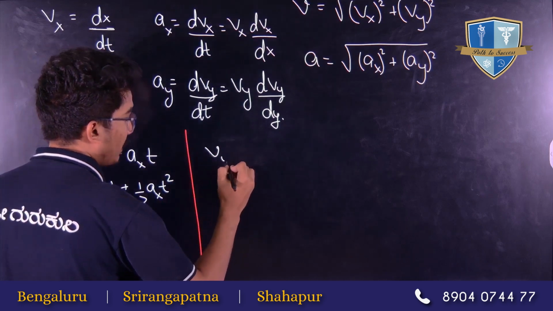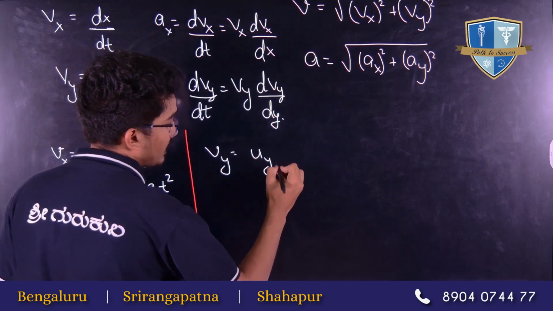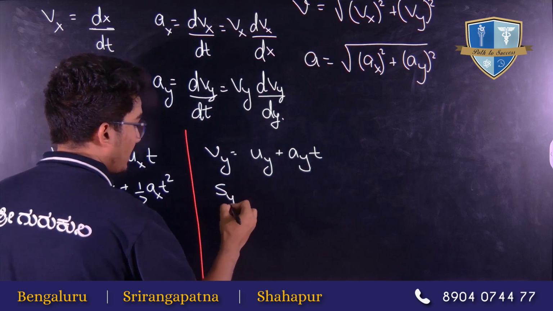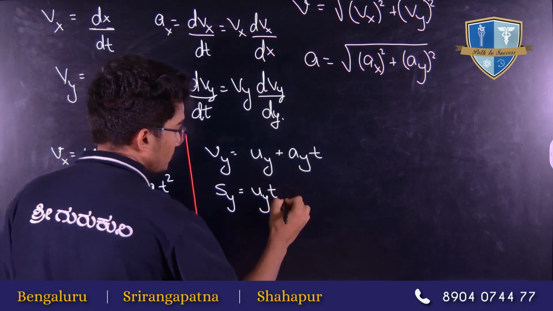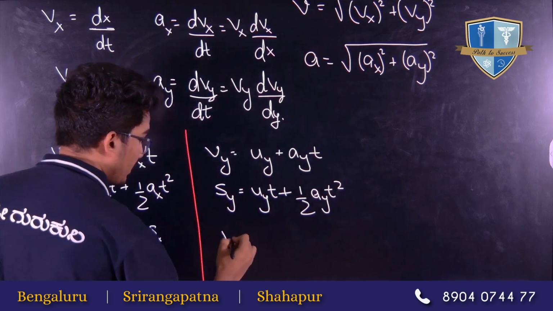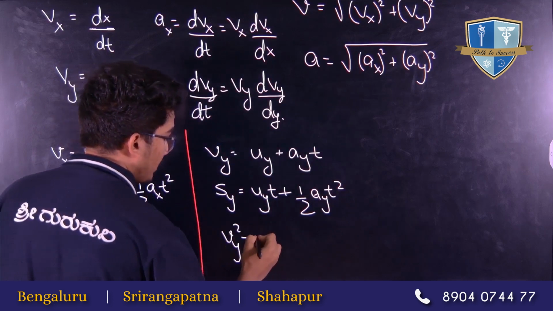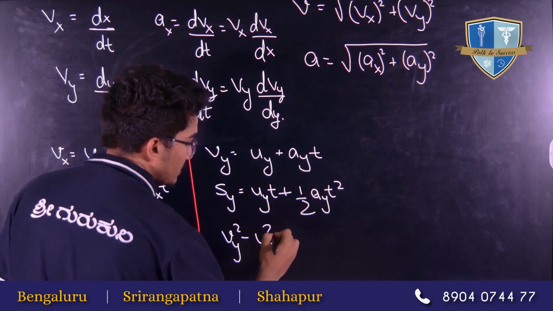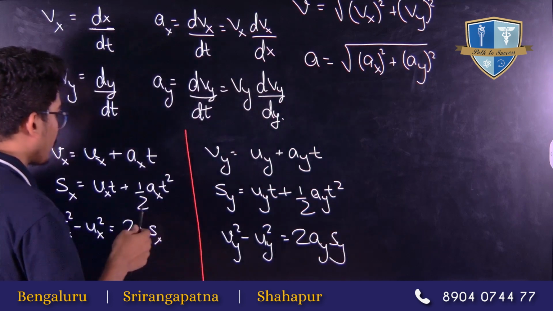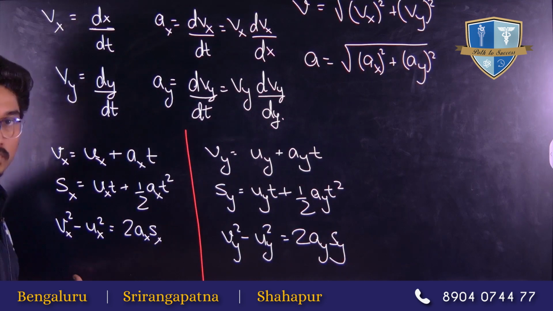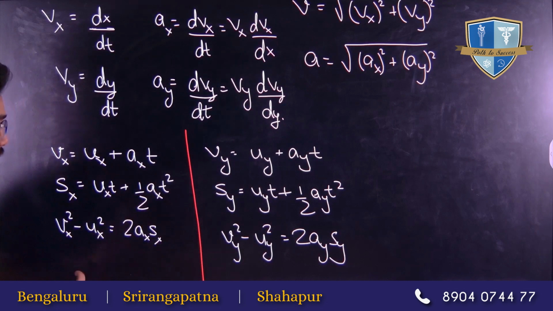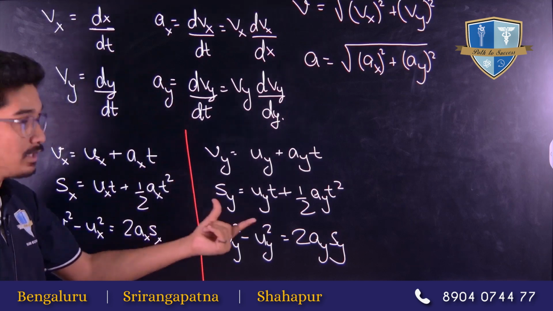So velocity in y direction will be equal to initial velocity in y direction plus acceleration in y direction into time. Displacement in y direction will be equal to uy t plus half ay t square, and final velocity in y direction square minus initial velocity in y direction square is equal to 2 times ay sy. So these are the same formulas that we were using in motion in a straight line. Again we are applying them in straight line but in two different dimensions.